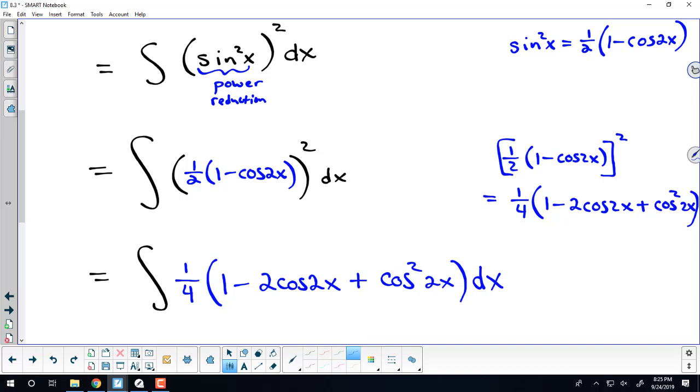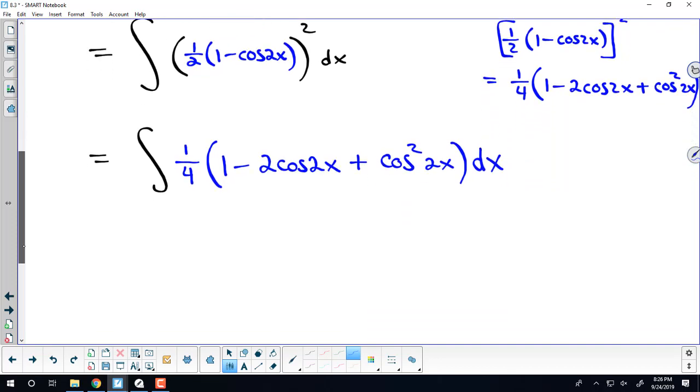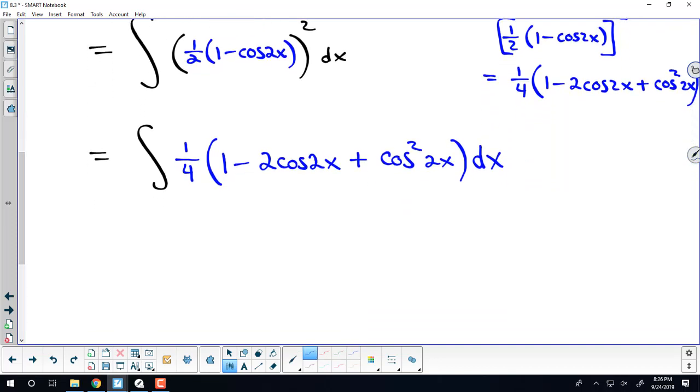So then we expand that. Now split this up just so we can take note of where we're at. We have the antiderivative of 1/4 dx. We can do that one. We have the 1/4 times the negative 2, so we have minus 1/2 times the integral of cosine 2x. We can do that one.